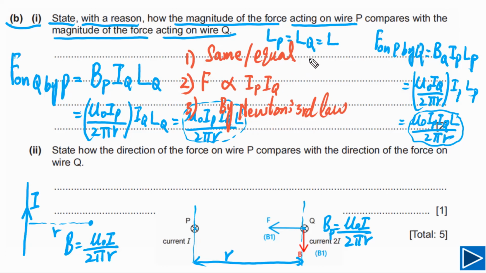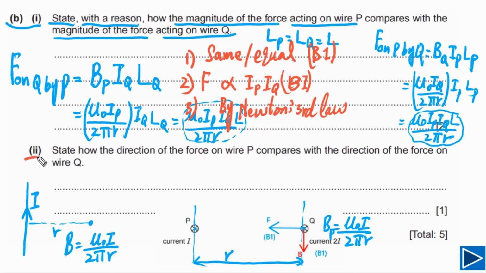So this question has 2 marks. If you have written same or equal, you will get 1 mark. Then the second mark you will get if you have written F is proportional to the product of IP and IQ, or if you have written by Newton's third law. Then you will get 2 marks.